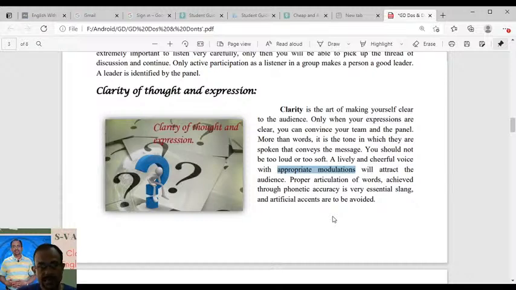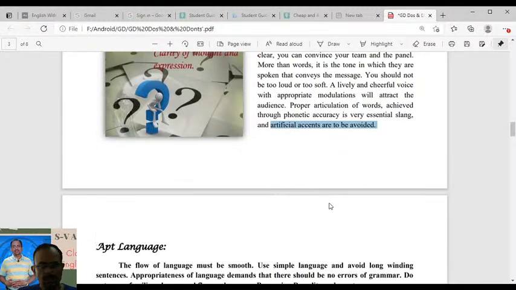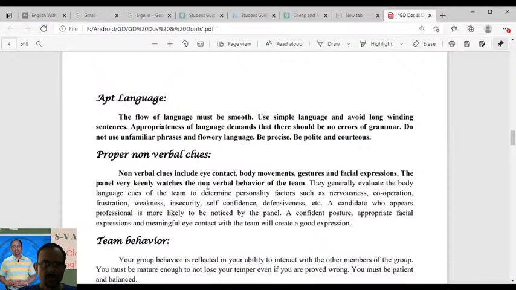So please work on your accent also. Work on your modulation power, work on your vocabulary, and also work on your tone. It should be polite in language and have appropriate modulation. Proper articulation of words achieved through phonetic accuracy is also a very essential thing. Artificial accents can be avoided. You can speak in a neutral Indian accent. There is nothing wrong in that, but it should be clear. Language should be very, very appropriate. Use simple language and avoid long winding sentences. Appropriateness of language demands.